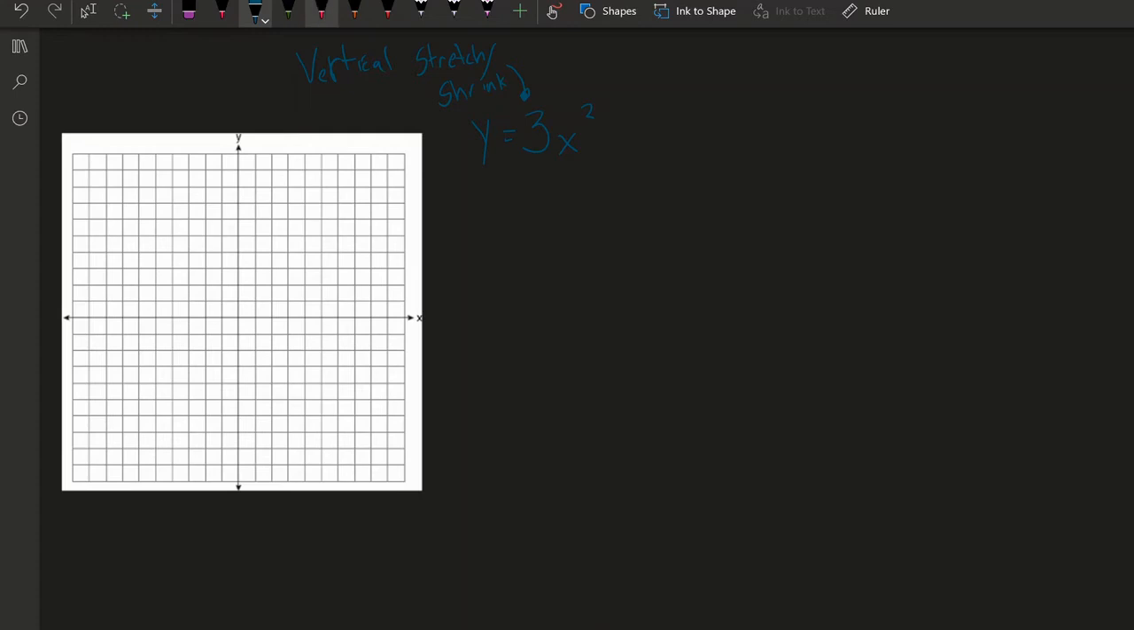So here's how we're going to do this. Step 1, I'm going to graph the parent graph. So basically, step 1, I'm just going to ignore the problem that I was just given, and I'm going to graph the parent graph, which is y equals x squared. So eventually you're going to have this memorized and you're going to be able to just draw the parent graph from memory, but I know that it looks like this.